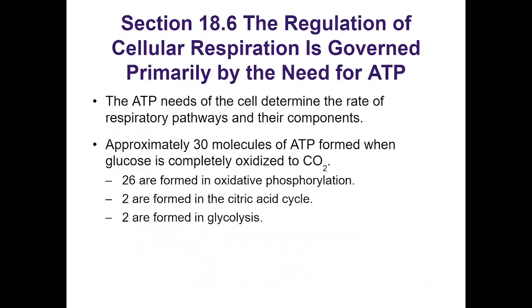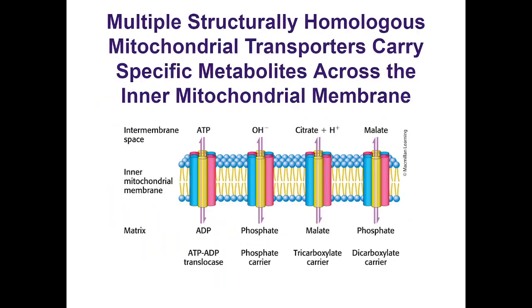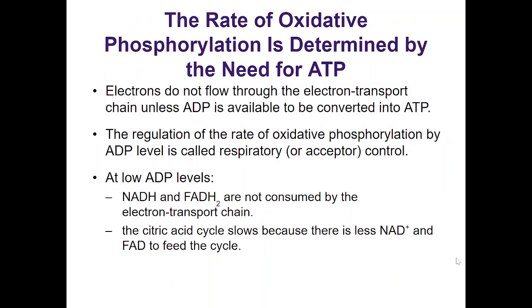So your ATP, the needs of the cell, determine, again, your rate. The electrons do not flow through the electron transport chain unless your ADP is available to be converted into ATP. The regulation of the rate of oxidative phosphorylation by ADP levels is actually called respiratory control, another name for it being acceptor control. At low ADP levels, the NADH and FADH2 are not going to be consumed by the electron transport chain. The citric acid cycle is going to slow because there's less NAD plus and FAD to feed that cycle. And so you'll slow down until you need it. Okay?